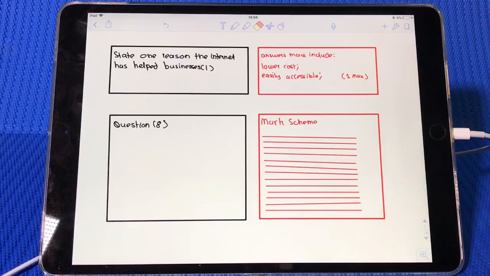So a question like, state one reason the internet helped businesses, one student could say it made things easily accessible, and the other one could say it lowered costs for businesses. And both would get the mark as long as those 2 points were in the mark scheme. So like in biology, for an 8-mark question, there are possibly 10 or even 13 marks in the mark scheme.